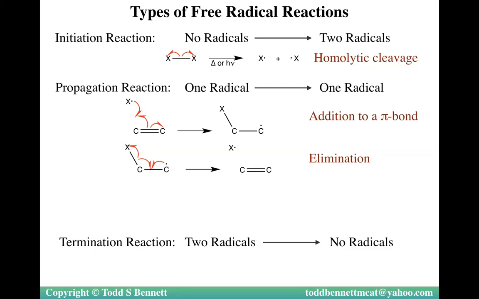When it comes to sigma bonds, we end up with the following. An X free radical, a halogen free radical, can pick up an H from an alkane, forming HX and leaving an alkyl free radical. Just like with carbocations, tertiary is more stable than secondary, secondary more stable than primary, and resonance is better than all of them.